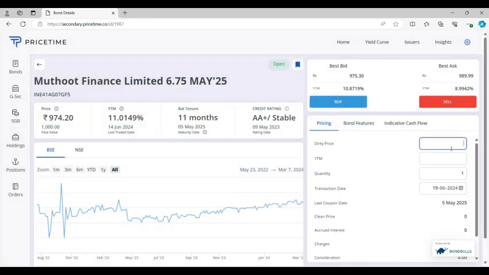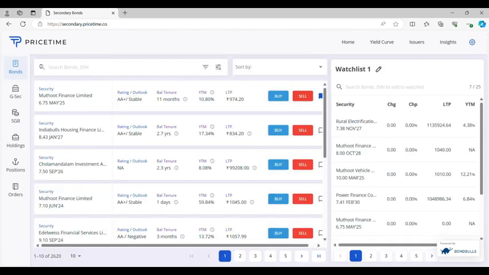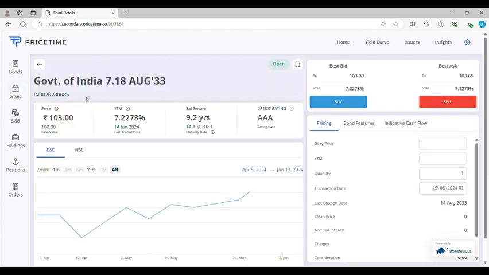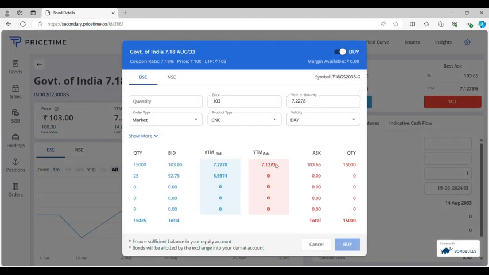You can also go in, change the pricing, put in a different price for instance, and you can see how the YTM moves in case you want to change your quote. You can go into the GSEC. You can see similar information. You can see that there is an ask available for a bond that's maturing in 2033. Perhaps not the best yield, but not bad either.